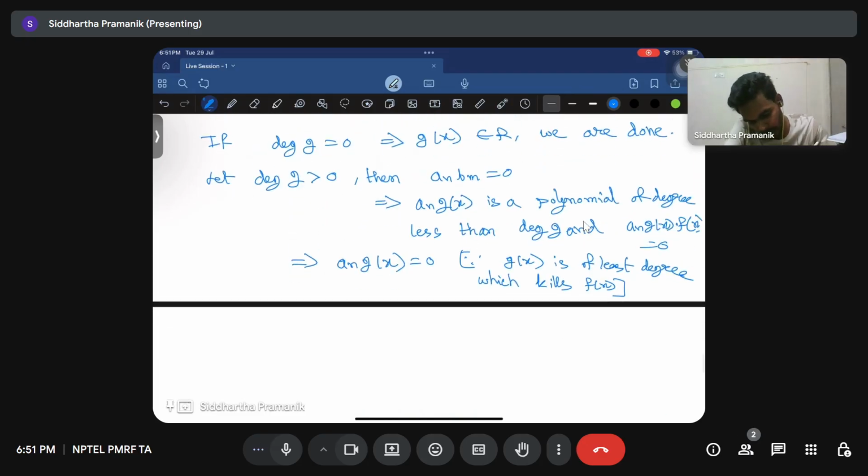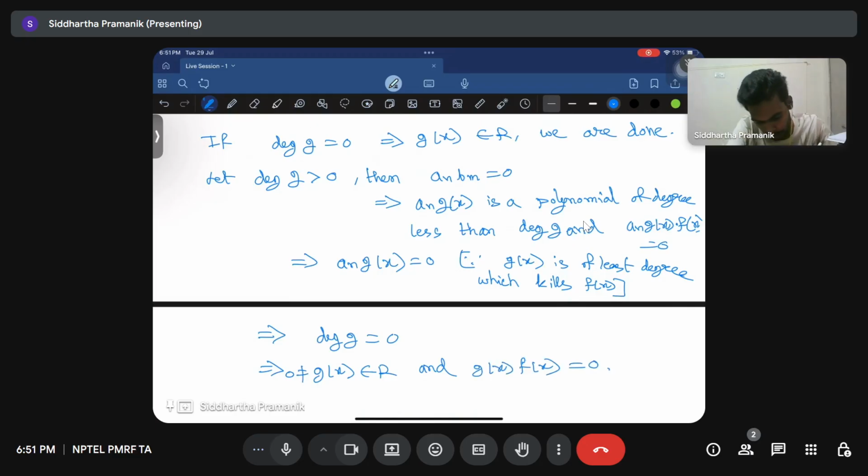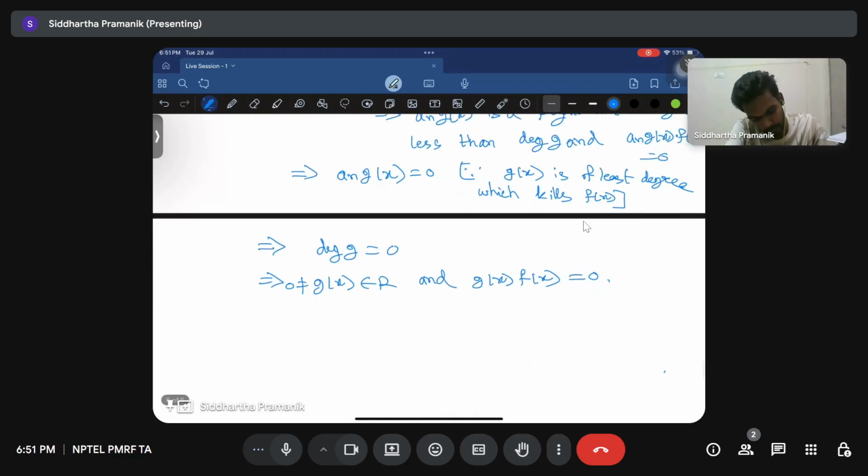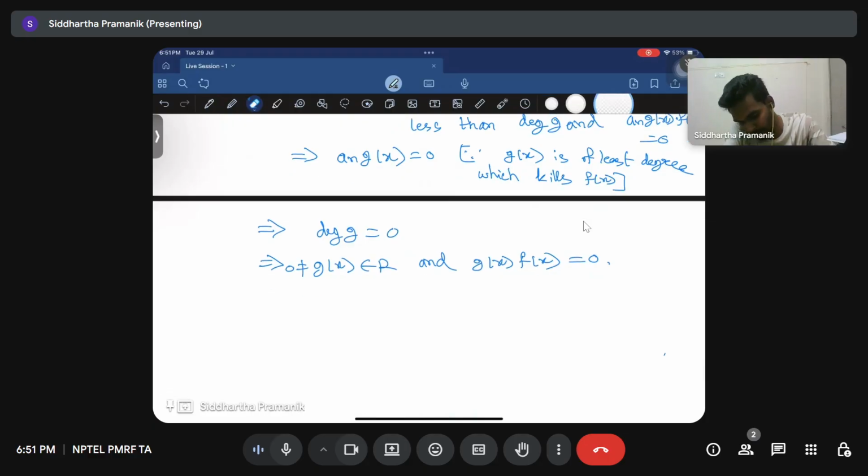But this is a contradiction. So this will imply degree of g has to be 0. So this will imply that g(x) belongs to R and it is non-zero. So g(x) times f(x) has to be 0. So we need to assume the minimality of the degree.